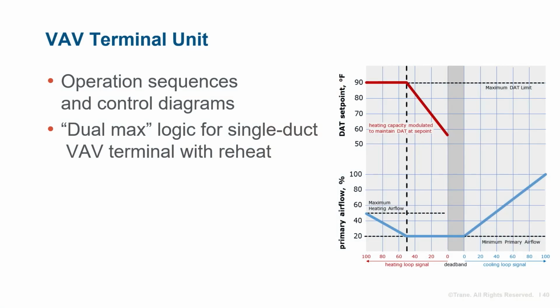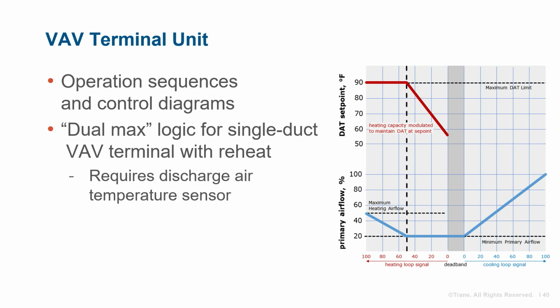VAVs with reheat are specified to use a dual maximum approach, which is shown in the image. This requires the VAVs have discharge air temperature sensors. Dual max is when the VAV has a maximum heating discharge air temperature set point. As heating is required, the box will open the hot water valve or modulate the SCR electric heat until the maximum discharge air temperature set point is reached.